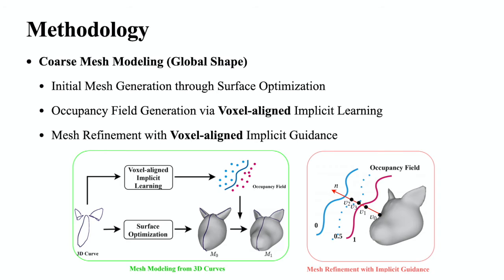In this section, we will introduce the back-end algorithm for our interactive sketch-based modeling system. In the coarse mesh modeling stage, as seen in the left figure, given 3D curves drawn by users as input, our system generates an initial mesh M0 through surface optimization and predicts a corresponding voxel-aligned implicit field from the 3D curves. Then, the initial mesh M0 is deformed with the guidance of the voxel-aligned occupancy field. After that, a coarse mesh M1 is generated.